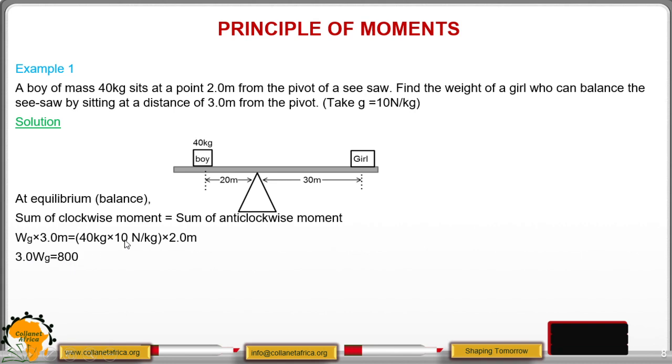Therefore, it means that we have 3WG is equal to, if you multiply the whole of this, you will get 800. And therefore, if I divide through by 3, the weight of the girl will be 266.67 newtons.